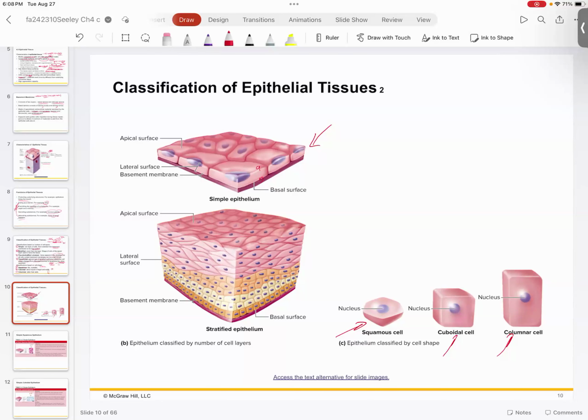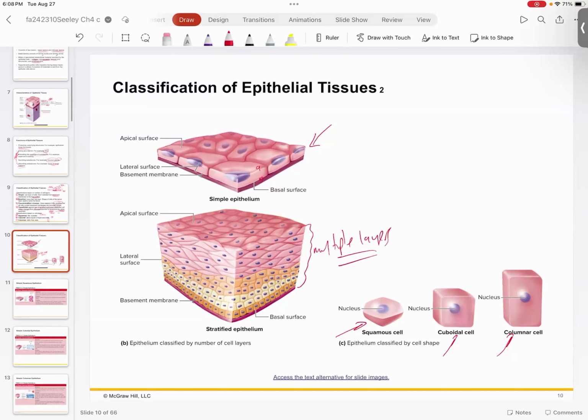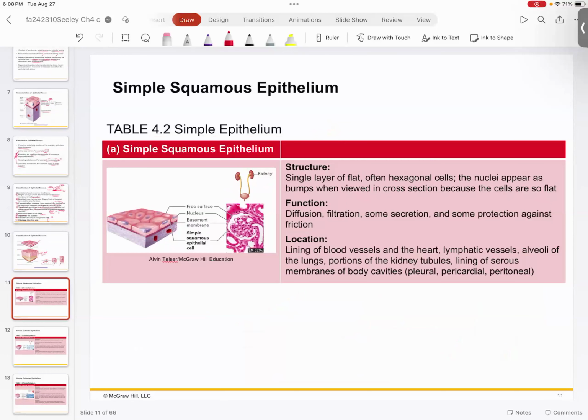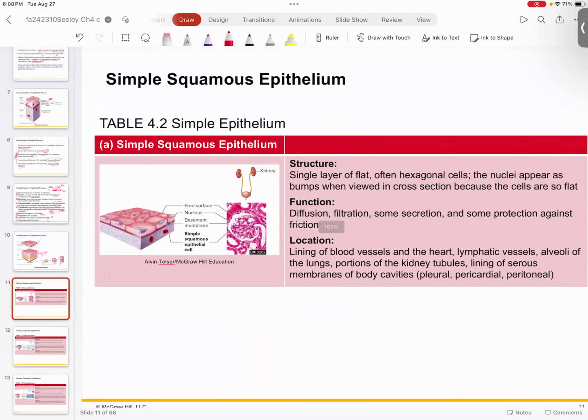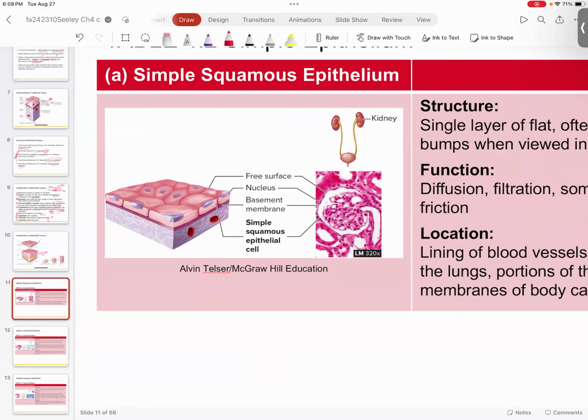This one here would be stratified, and this is because you can see multiple layers here. So lots of different layers. Now let's go ahead and take a look at some of these. I'm going to blow these guys up. So here's our simple squamous. A lot of you guys were looking at the kidney as an example of simple squamous, and you were asking me, okay, where is the simple squamous? It's on the inside of the glomerular capsule.